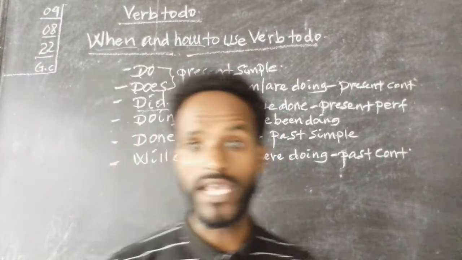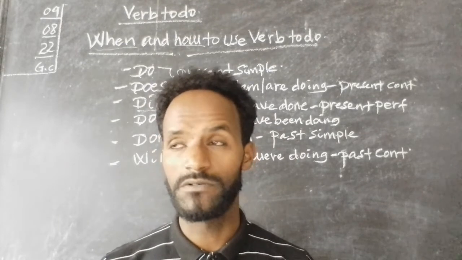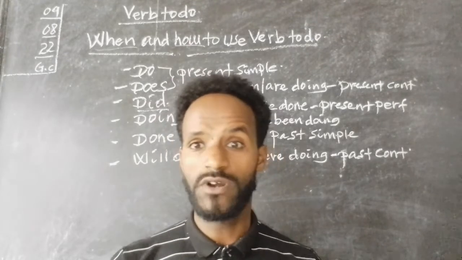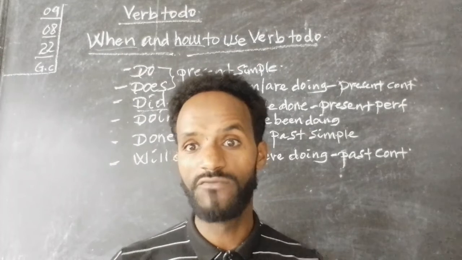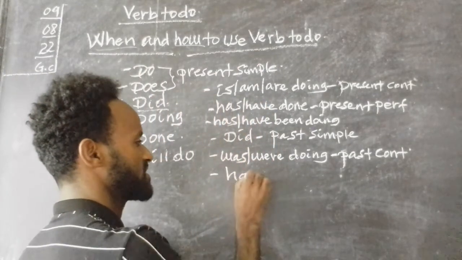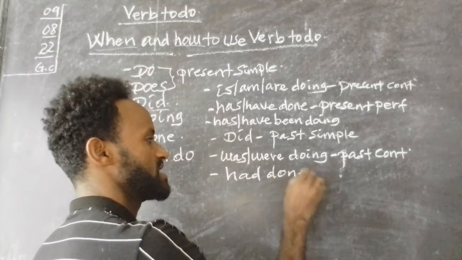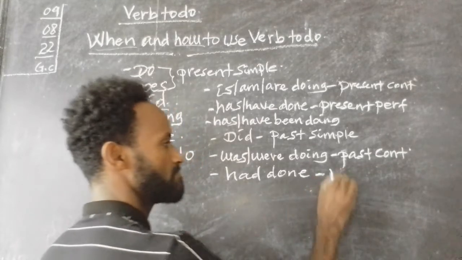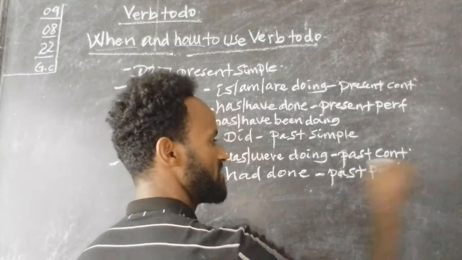And the next one is the past perfect of the verb to do. The past perfect of the verb to do can be formed in just one form, using the past simple of the verb to have with the base form of do. The base form of do will be done. So we can say had plus the verb, and the base form of this one is done. So you can say had done. Had done is the past perfect of the verb to do. Yes, past perfect. Past perfect of the verb to do.